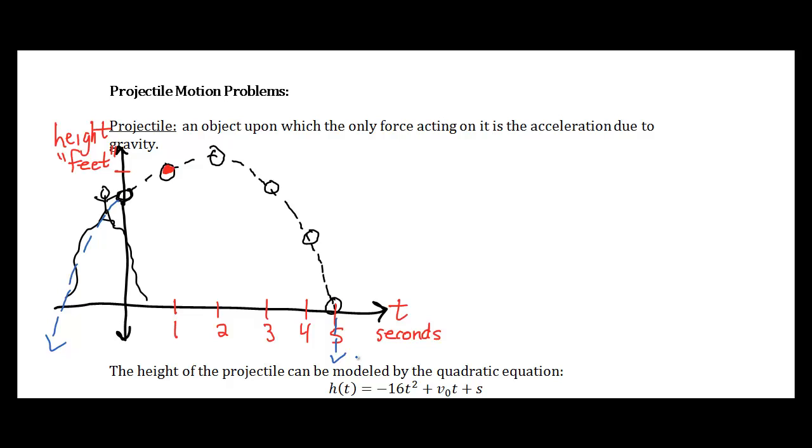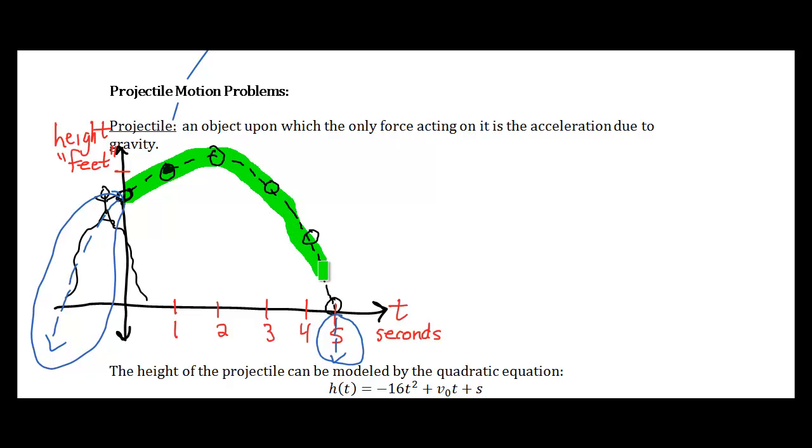But in real life, we don't worry about this space over here. This is considered negative time. And these heights down here are negative heights. We're only worried about this actual space that the actual object is flying. And it's going to be modeled by a quadratic equation.